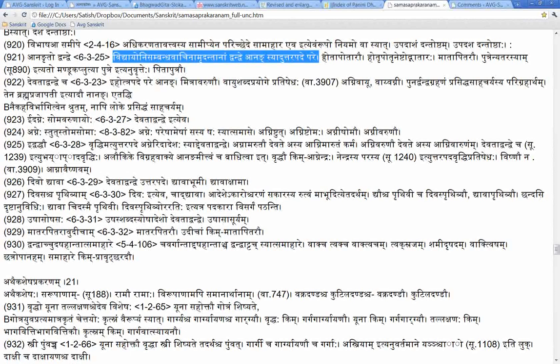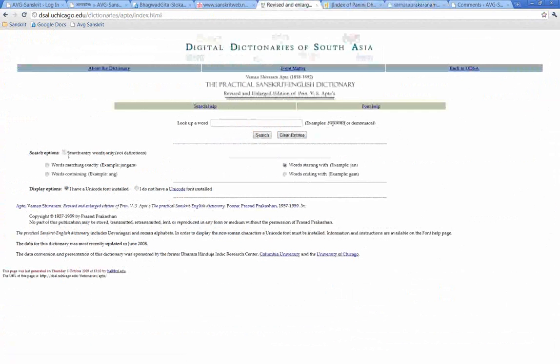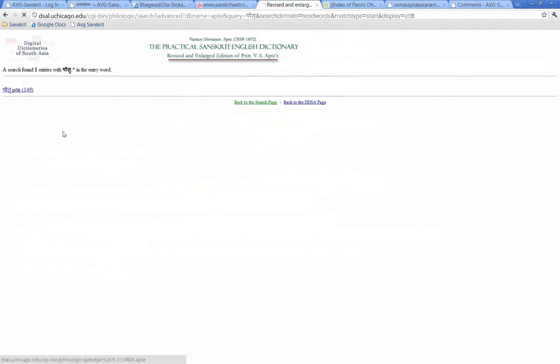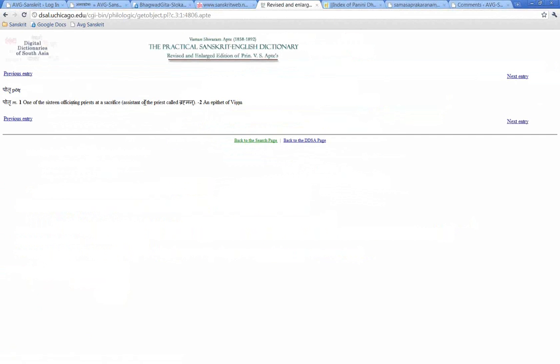Hota Potarau. So Hotru and Potru. These are again two officiating priests. We can look at Apte, Hotru and Potru. So Hota cha Pota cha, Hota Potarau. So we did an example. If you look at the word Potru in Apte, Potru is one of the 16 officiating priests in a sacrifice.